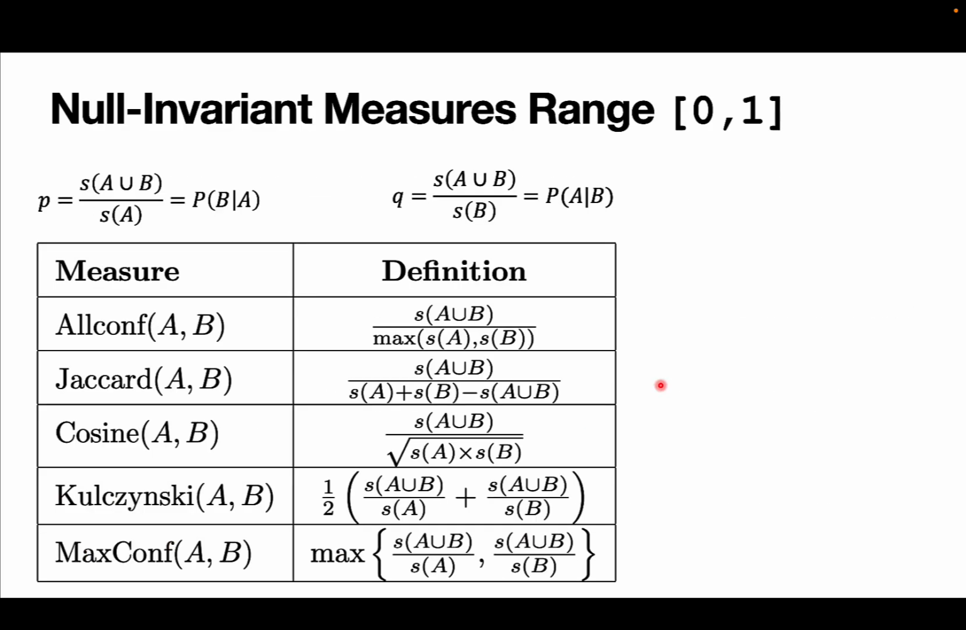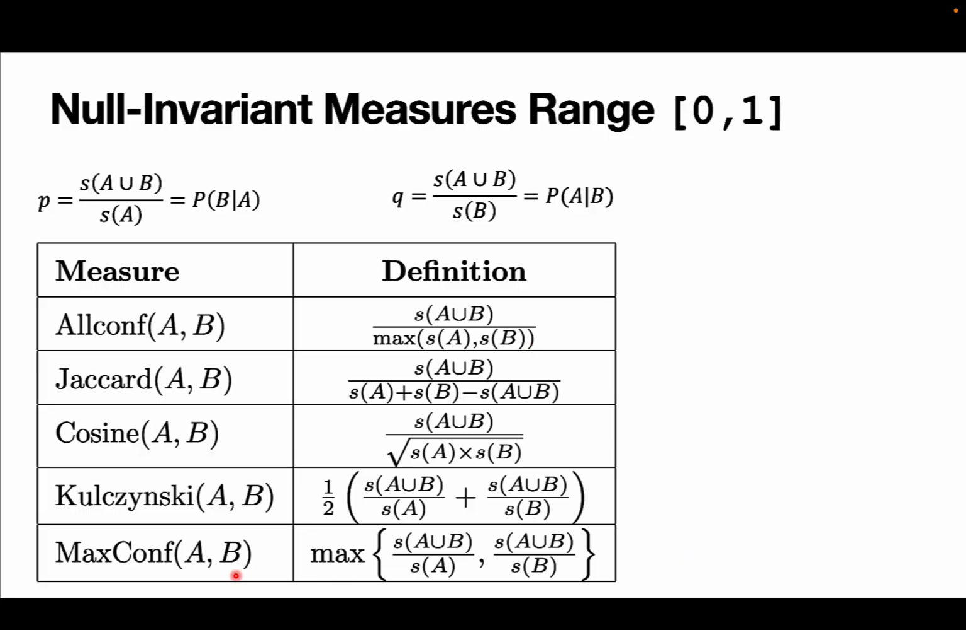We will study 5 null invariant measures that are all functions of P and Q. AllConf measures how strongly A and B occur together relative to the more frequent item. Pay attention to how it divides by max support of A or support of B, which means higher AllConf, closer to 1, means A and B frequently appear together and rarely separately.